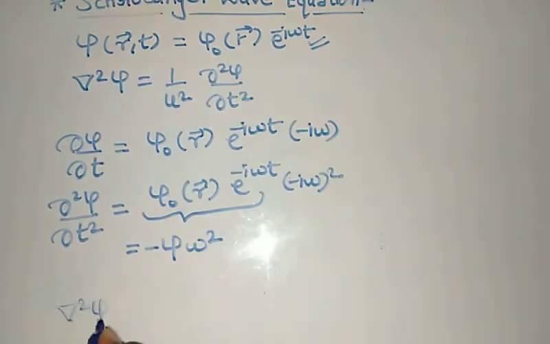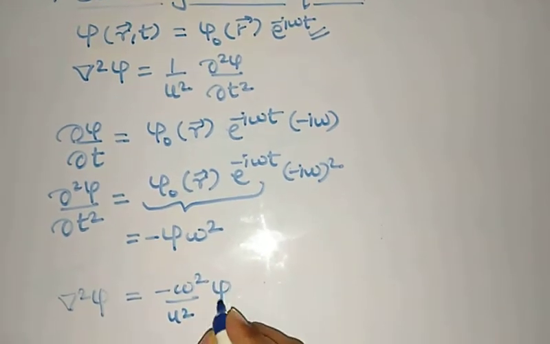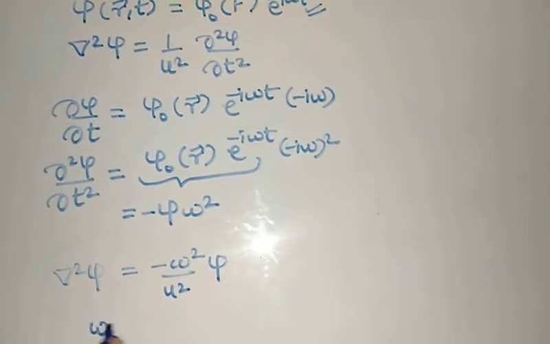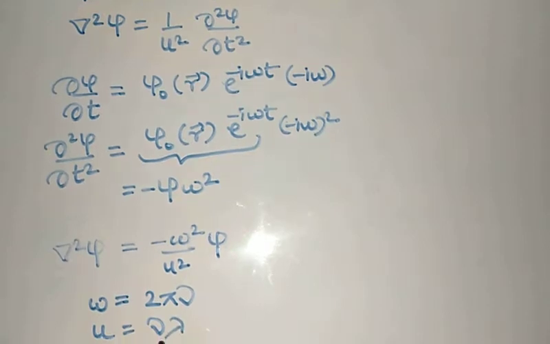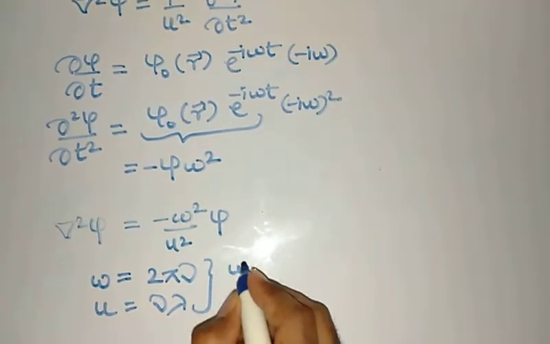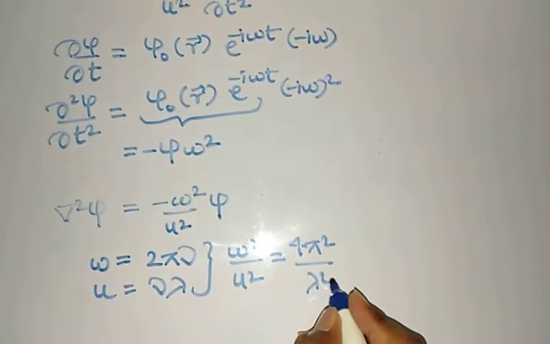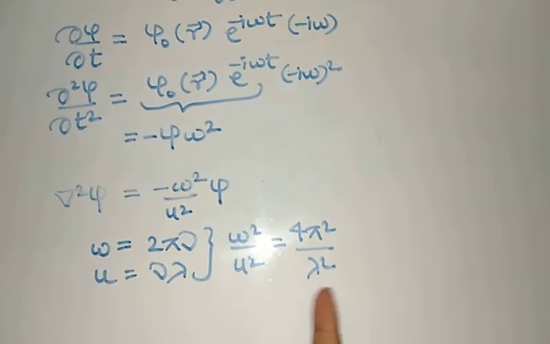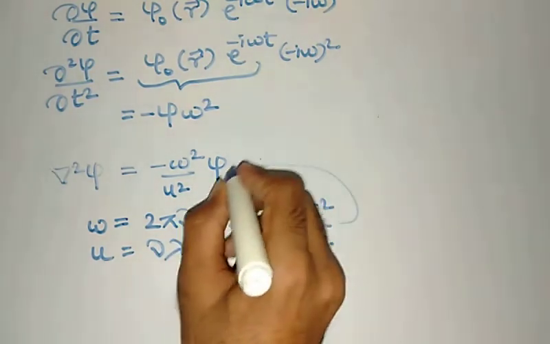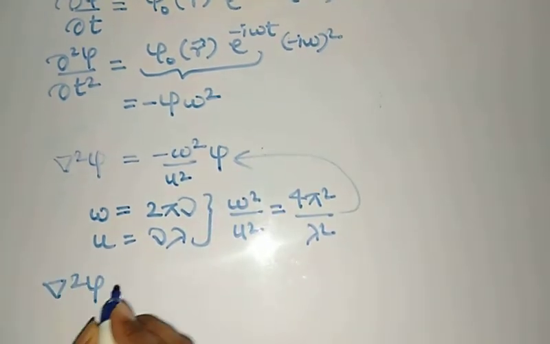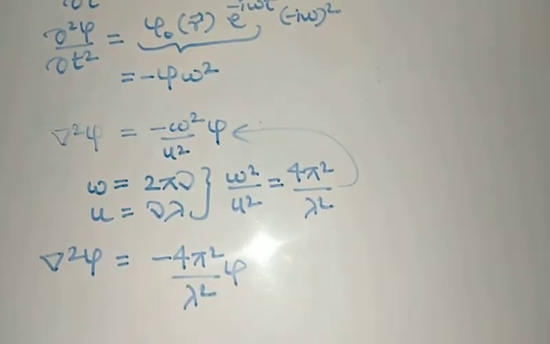Del square psi is equal to minus omega square upon u square psi. Now we know that omega is 2 pi mu and u is equal to mu lambda. So we can find from here omega square upon u square, which is 4 pi square upon lambda square. Mu square will be cancelled out. After that, let's put this value again here. What we find: minus 4 pi square upon lambda square psi.